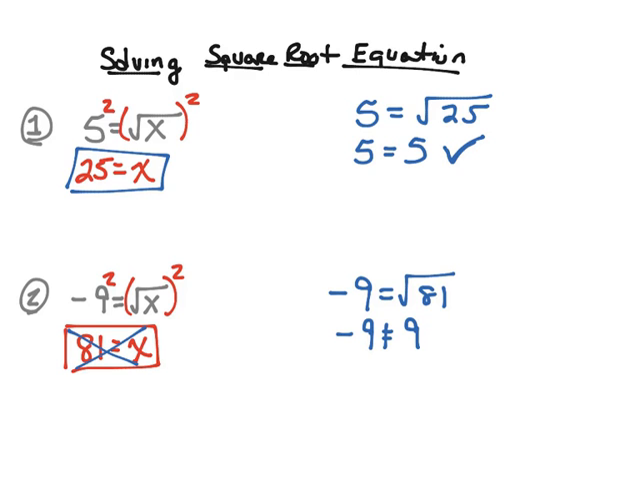We call this an extraneous solution. Although we did our work correctly, when we go back and plug it into the equation itself, we don't get a true statement. Therefore, this particular equation has no solution. And again, that's because when we plug in that 81, it doesn't make a true statement.